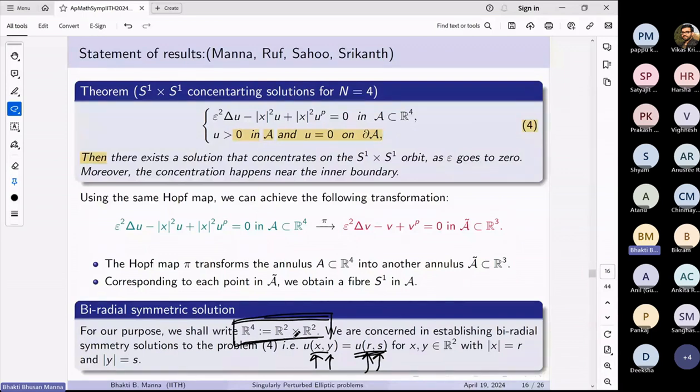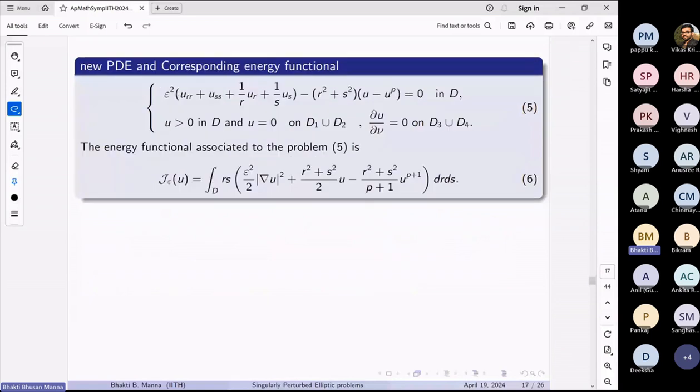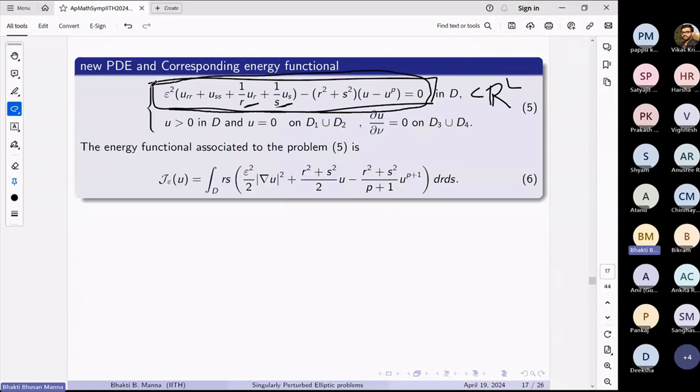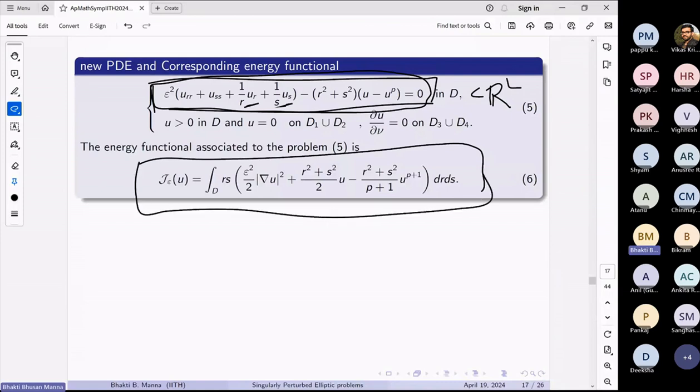The moment we try to find the biradial solution, our domain becomes a subset of R2, and the equation transforms to something like this, because we are talking about a biradial solution. The extra derivatives come from the radial structure in the equation. So the equation takes a slightly more complicated shape, but at least we can handle it, because, and this is very important, we have this Euler-Lagrange formulation for this equation.